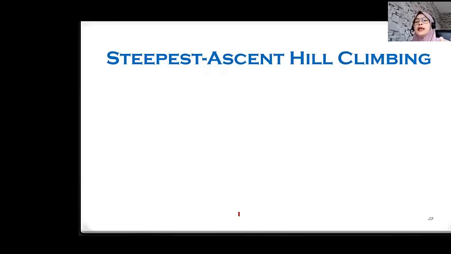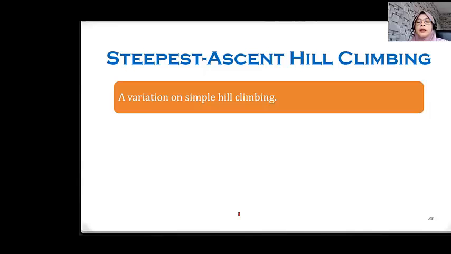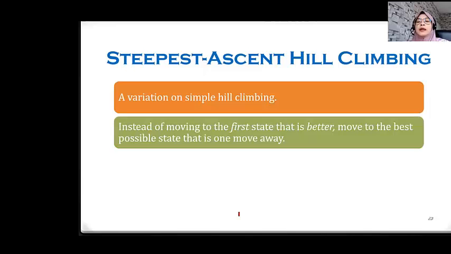The steepest ascent hill climbing is a variation of simple hill climbing. Instead of moving to the first state that is better, we move to the best possible state that is one move away. Steepest ascent hill climbing is for maximization problems. For minimization problems, we call it steepest descent. They are the same, but one looks for the highest or maximum value, and the other, steepest descent, looks for the minimum value.